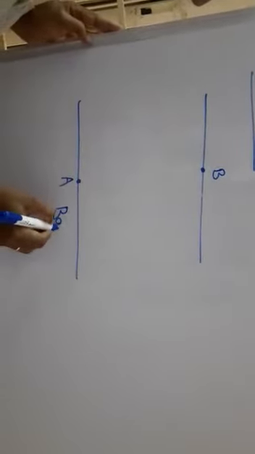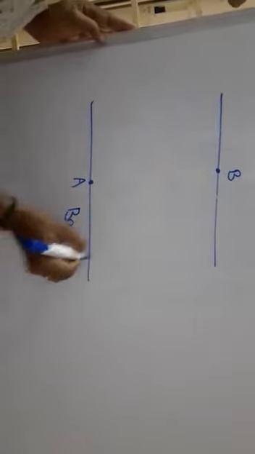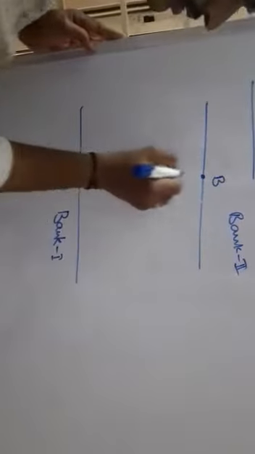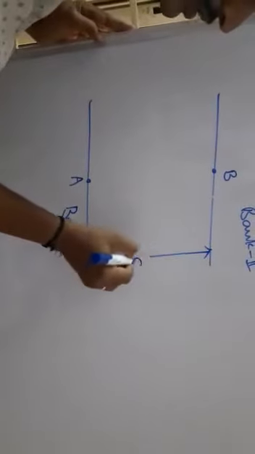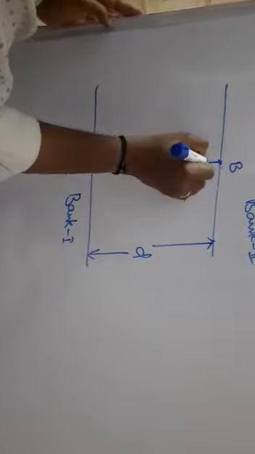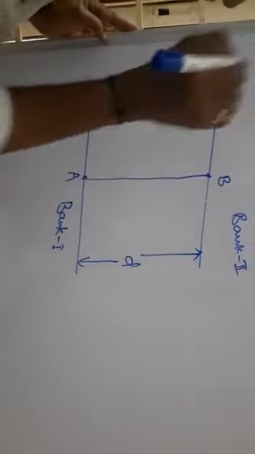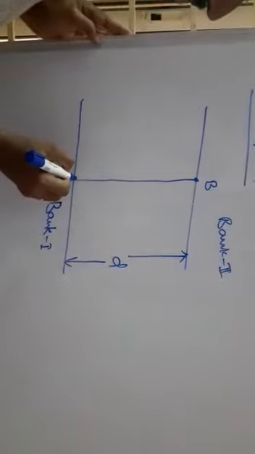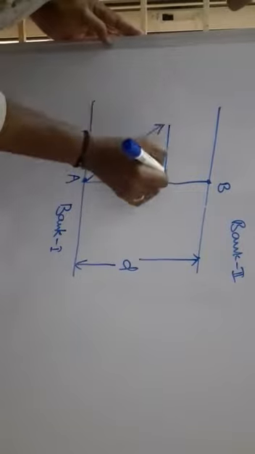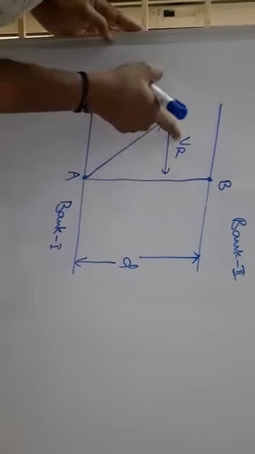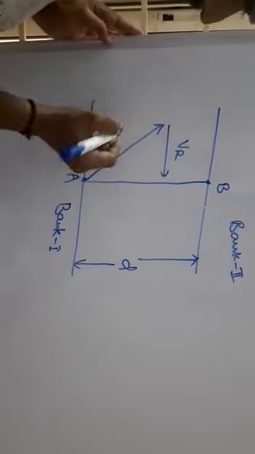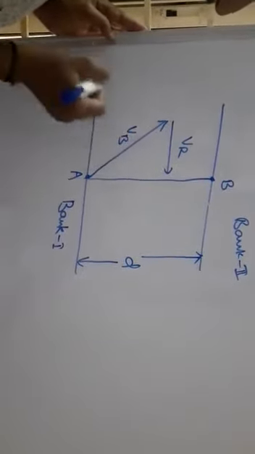This is bank 1. This is bank 2. Now the width of this river is D. His aim is to reach exactly point B on the opposite bank. So he must row the boat opposite to the direction of river flow. This is the velocity of the river with respect to ground. This is the velocity of the boat with respect to water, VB.